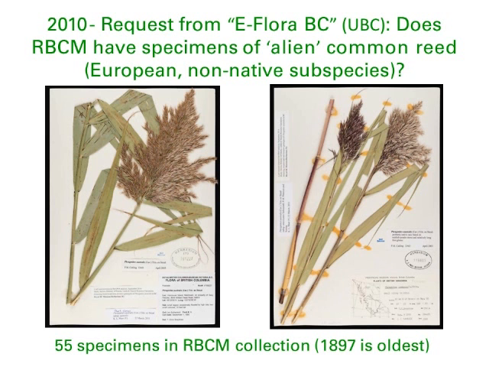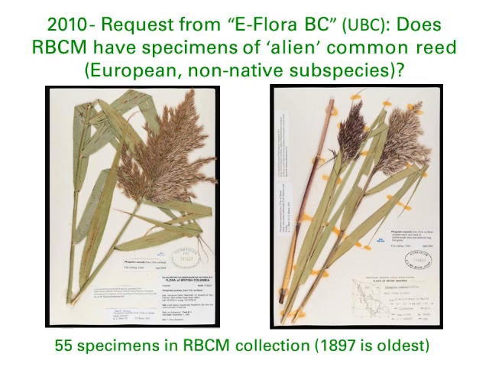So this project began with a request from the manager of a website called E-Flora at the UVIC Geography Department. And the question was, does the Royal BC Museum have alien common reed? Alien common reed is a European plant. It's not native to North America, and it's been given its own subspecies. And as the story unfolds, you'll find out how difficult it is to distinguish it from the native North American version of the same plant.